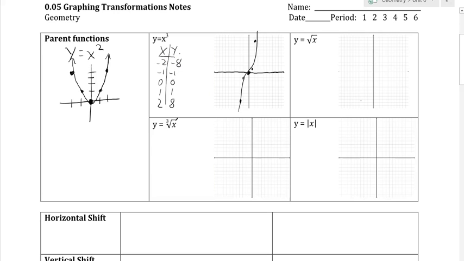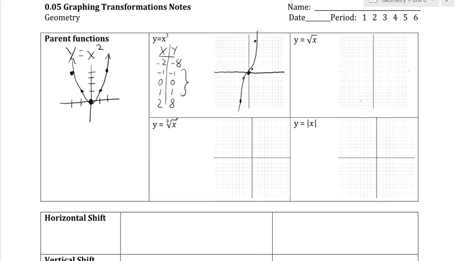Lots of times when you shift things around, (2, 8) or (-2, -8) shift off of the axis that you're going to be on. So that's not a big deal. The big 3 here that you have to make sure that you're shifting correctly are (-1, -1), (0, 0), and (1, 1).